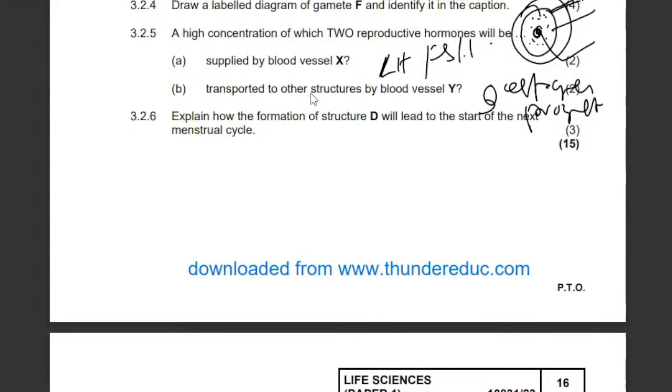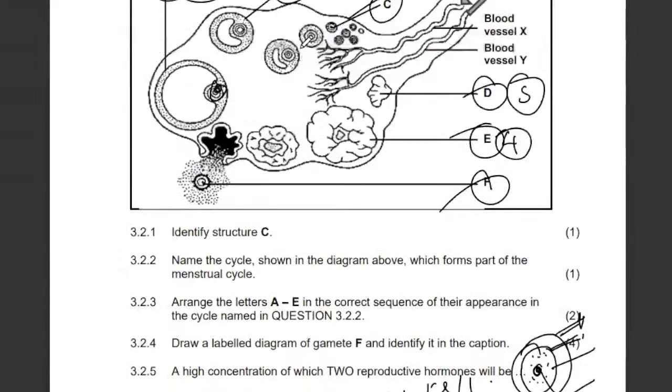Explain how the formation of structure D will lead to the start of the next menstrual cycle. Let me see what structure D is. Check how this one is going to lead. First of all, it has degenerated, and this means that there will be a decrease in production of progesterone. And then if there is less progesterone, this will stimulate the follicle-stimulating hormone to be produced, and then the cycle will continue. You understand?